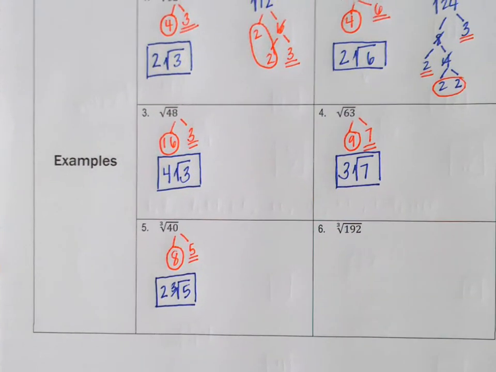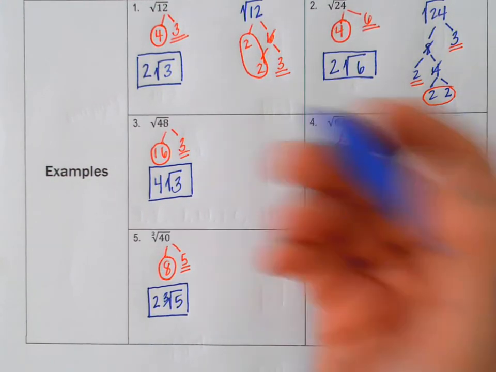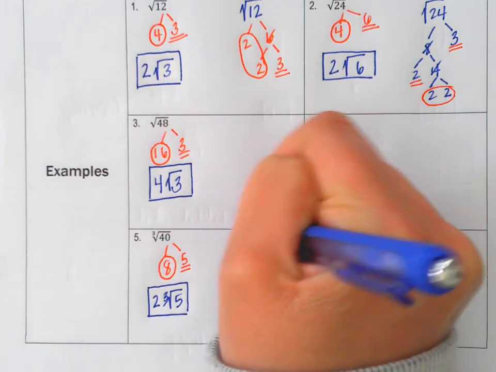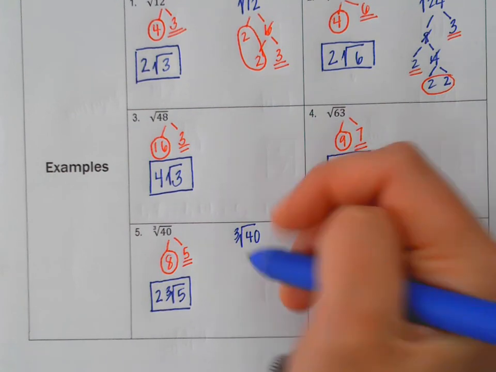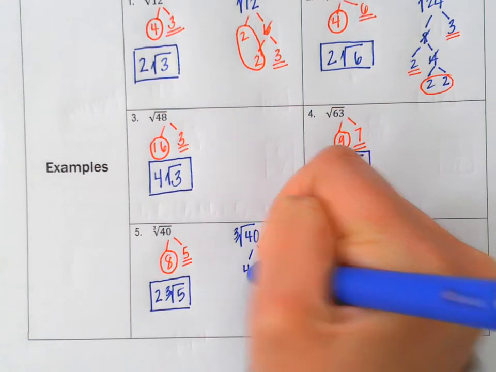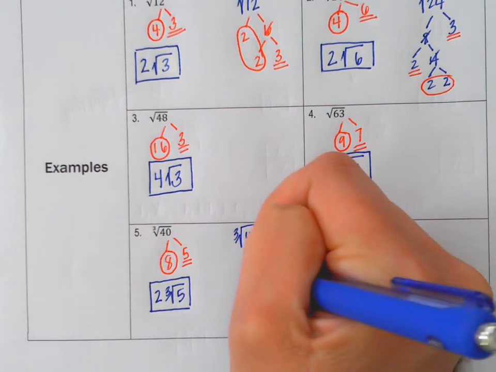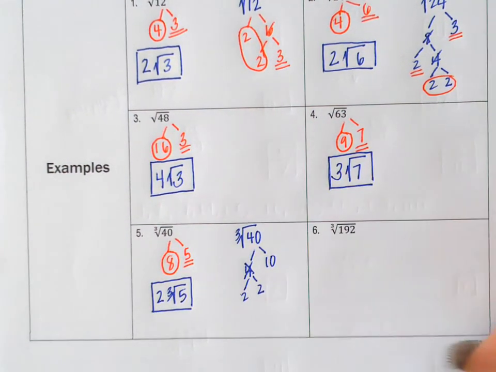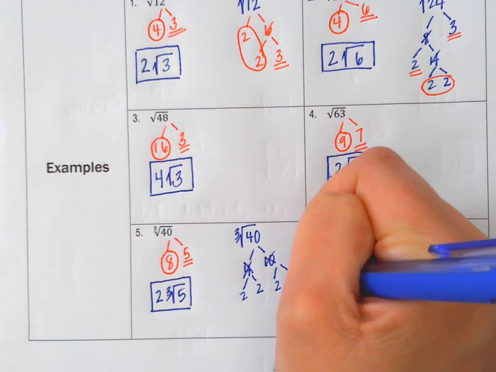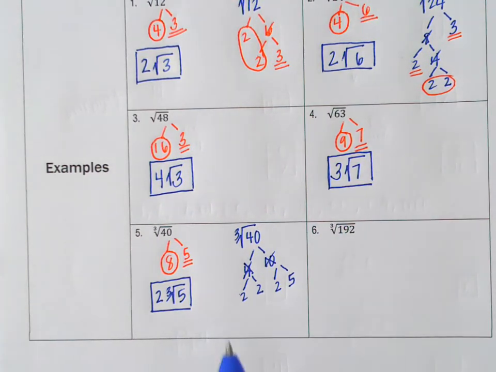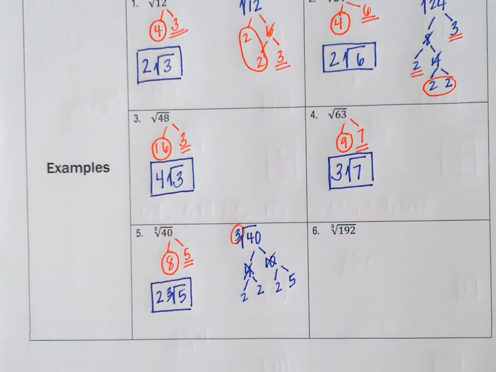Now, if you wanted to see how I would do it like I did up here in this different method, the cube root of 40, I'd start the same way. I'd start by breaking it up into its factor tree. So I know, okay, 40 is 4 times 10. Okay, can I break up 4? Yep, I can. It's 2 and 2. Can I break up 10? Yep, 2 and 5.